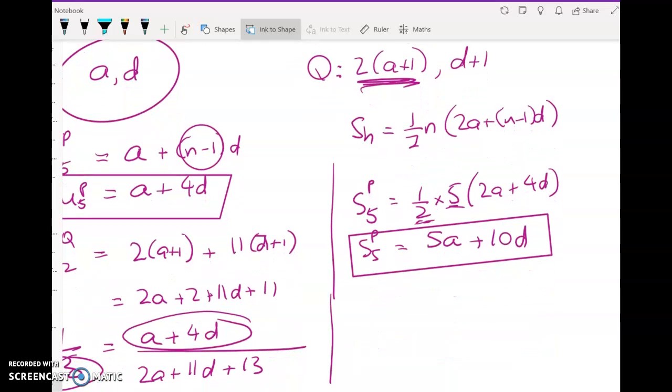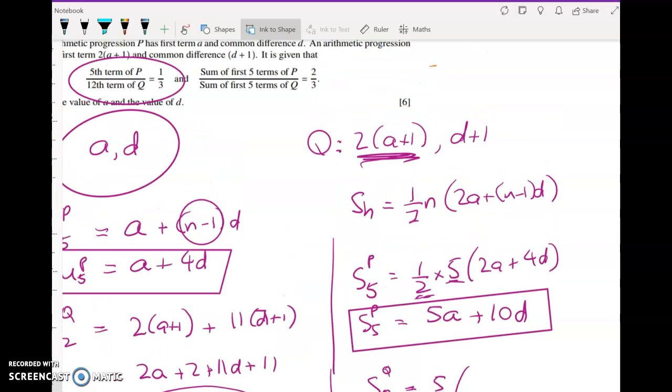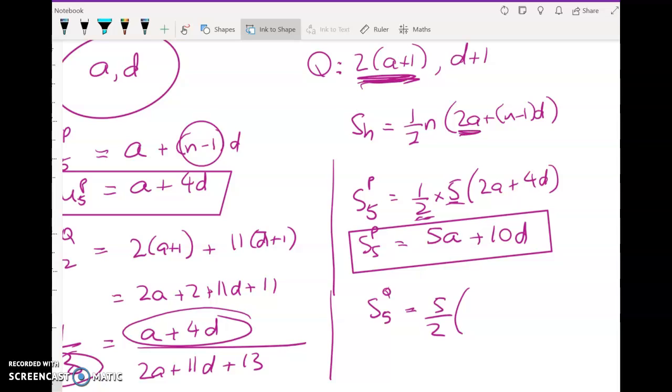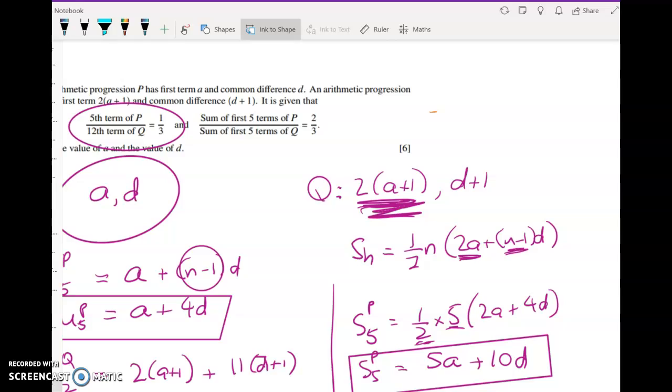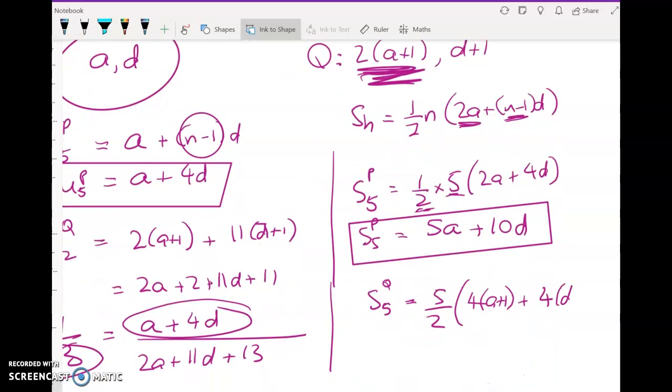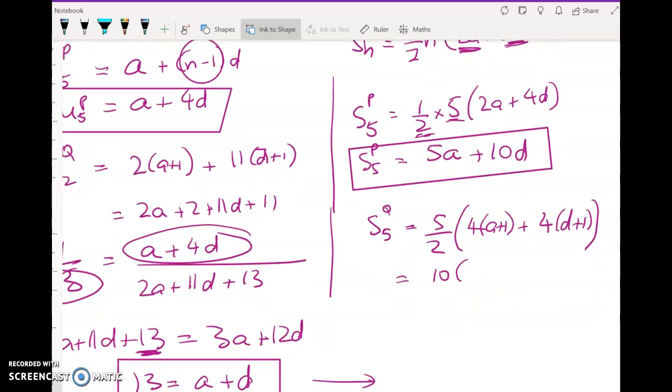Now we'll do the same thing with Q. It is worth quite a lot of marks, but I'm not particularly enjoying this. I mean, it's still maths, but it's not fun maths, right? So 5 over 2 times what? Well, this time we want 2a here. So a is this. So it's going to be 4 times a plus 1 plus n minus 1 is, am I doing 4? Yeah, that's right. Plus 4 times the common difference, which is d plus 1. So this cleans up to give me 10 times a plus 1 plus 10 times d plus 1, which is 10a plus 10d plus 20.